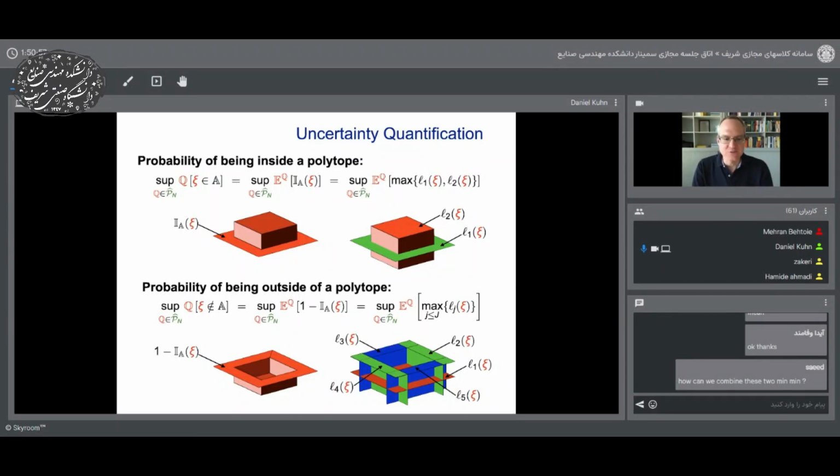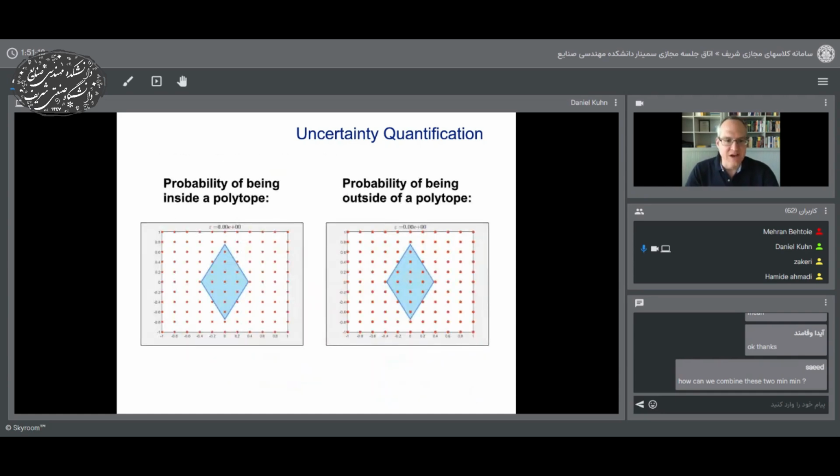And therefore, the techniques we developed can be applied. A similar but a bit more complicated construction applies if you want to find the worst case probability that Xi is outside of the set A. So let me give you an example.